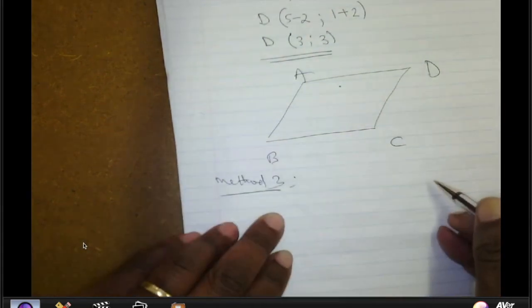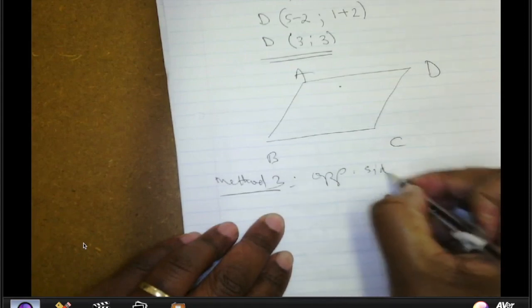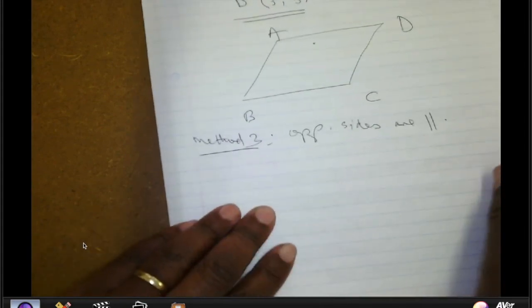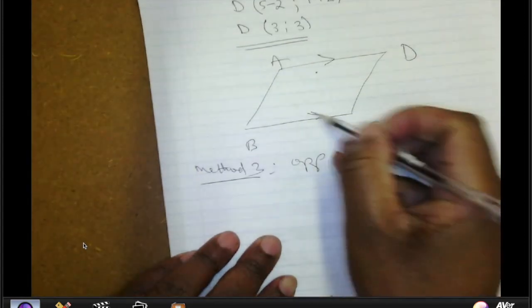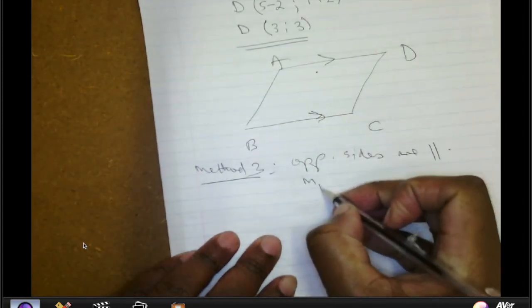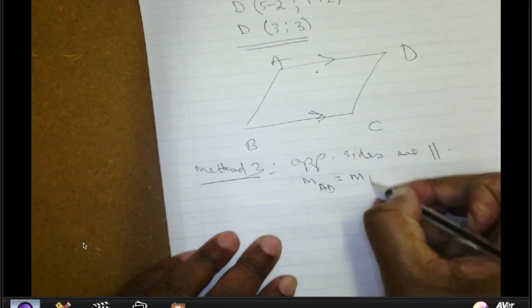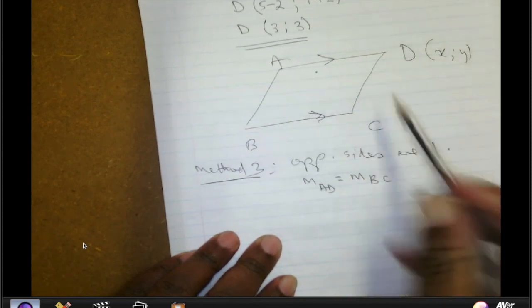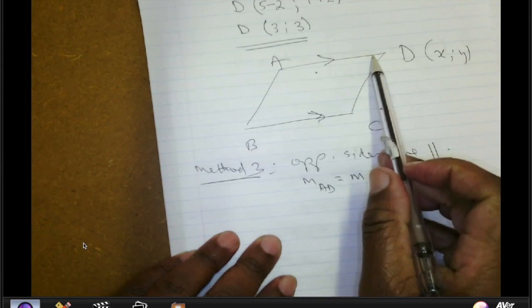In a parallelogram, the opposite sides are parallel. So opposite sides are parallel. Okay. So how do you use the fact that opposite sides are parallel? You would actually need to work out the gradient of AD. So you can form your equations. The gradient of line AD should be the same as the gradient of line BC. Remember, you are calling this one xy. So when you work out the gradient of AD, you will get an expression in terms of x and y.